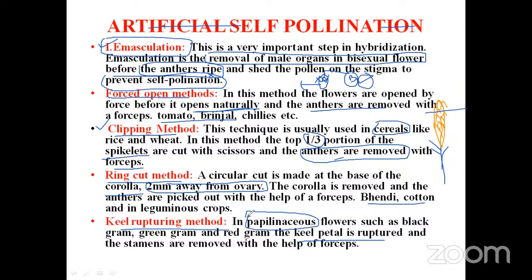But only inside the keel petal, all essential parts are protected. Essential parts means anthers and gynoecium, they are all protected in the keel petal. If we rupture the keel petal, what happens? The reproductive organs are exposed. When they are exposed, we can easily separate the stamens. So these are the methods to prevent self-pollination.